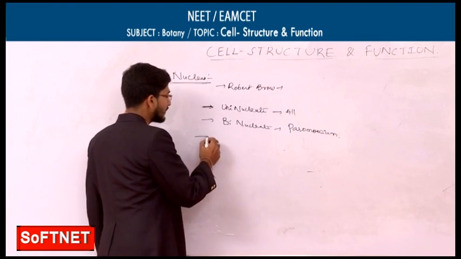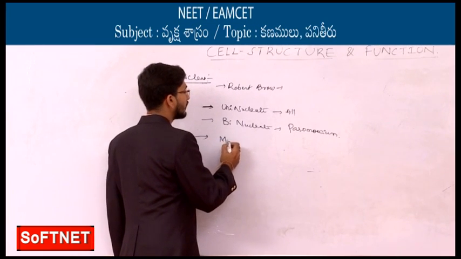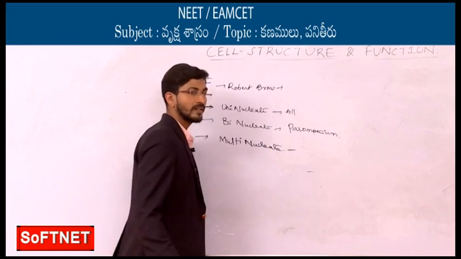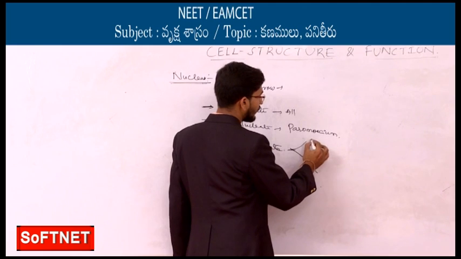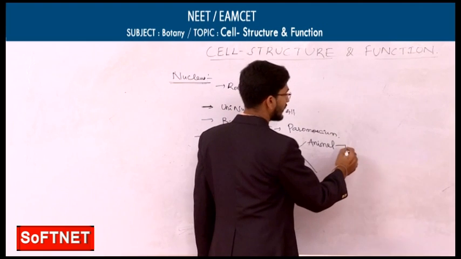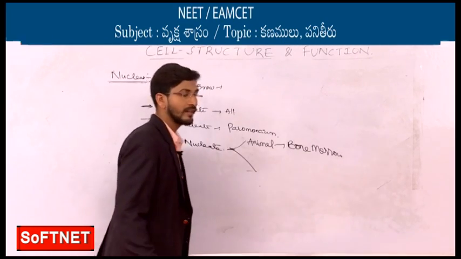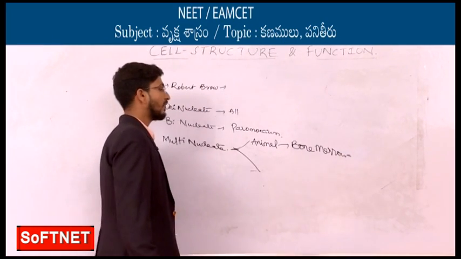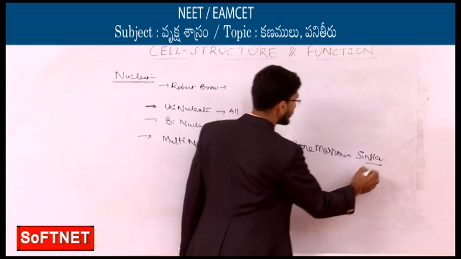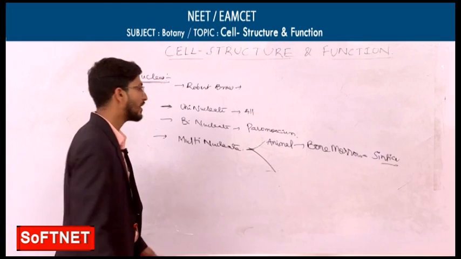Okay. So some of the cells contain more than two nuclei. That type of condition is the multinucleate condition. An example for this in animal cells is bone marrow. Bone marrow generally contains the multinucleate condition. The multinucleate condition in animal cells is known as syncytia. Syncytia is nothing but the multinucleate condition in animal cells.